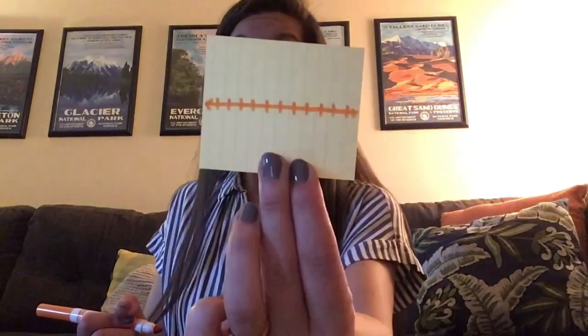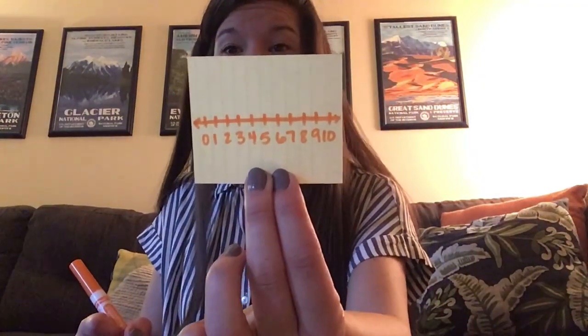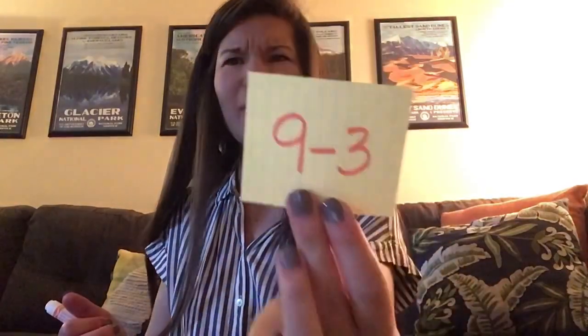Then I'm going to write my numbers from 0 all the way to 10. So let's go. Let's see. 0, 1, 2, 3, 4, 5, 6, 7, 8, 9, 10. Okay. Now I need to show my problem on this number line. The problem, again, the story was 9 minus 3, 9 take away 3. So I think first I should circle the 9. I know that was the first number, 9.